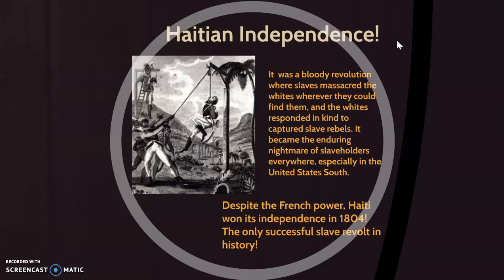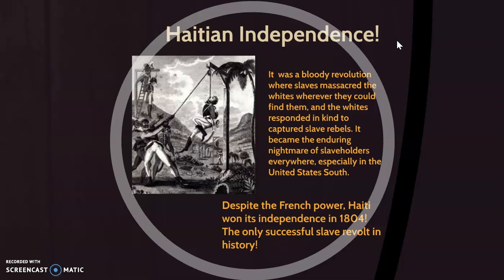Slaves massacred whites wherever they could. In fact, there was a tremendous amount of violence that occurred in this war of about 3 to 4 years. It became a very enduring nightmare to people who were slaveholders. And in fact, a lot of the information from this independence movement was very closely prevented from entering into media and propaganda in the United States. There are some pretty interesting primary sources about Thomas Jefferson making a very significant effort to prevent a lot of the news of this revolution from spreading throughout the Americas, especially in the U.S. South.